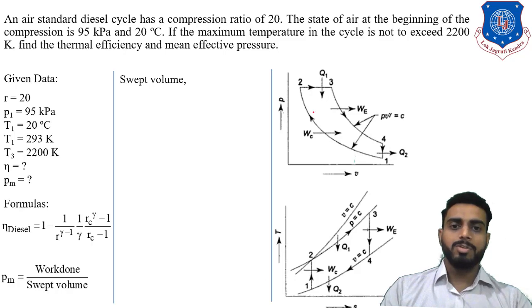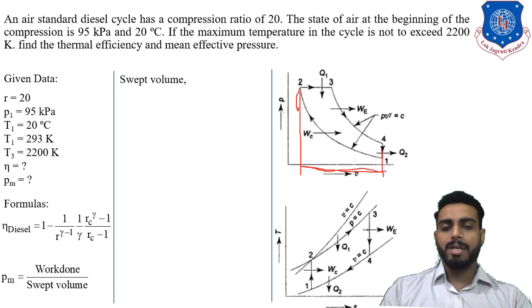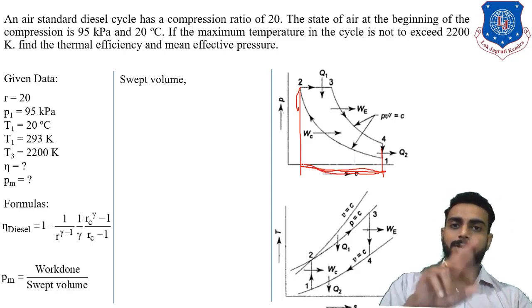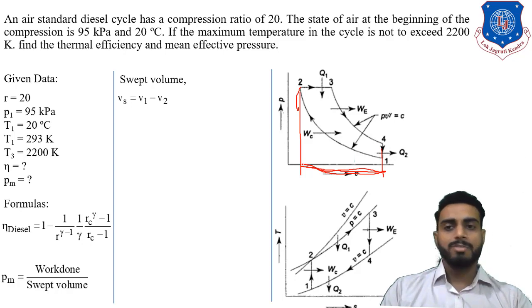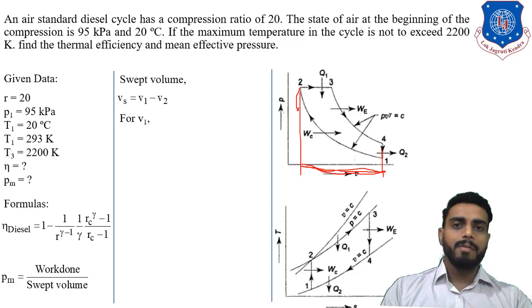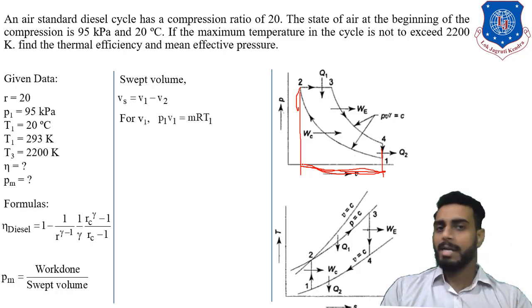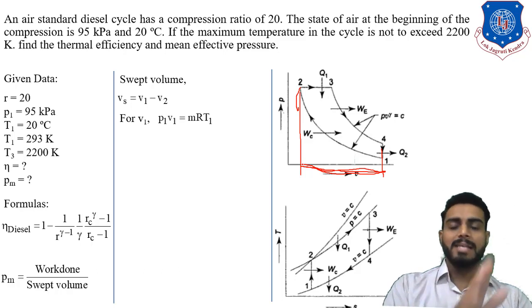Here, if you recall, let me draw a vertical line over here. So this will be your V2 and this will be your V1. The piston will be traveling between these 2 points, so that will be our swept volume. So swept volume is nothing but the difference between V1 and V2, V1 minus V2. So let's do that. For V1, we will use the standard ideal gas correlation, that is P1 V1 is equal to mRT1. We have already taken mass as 1.